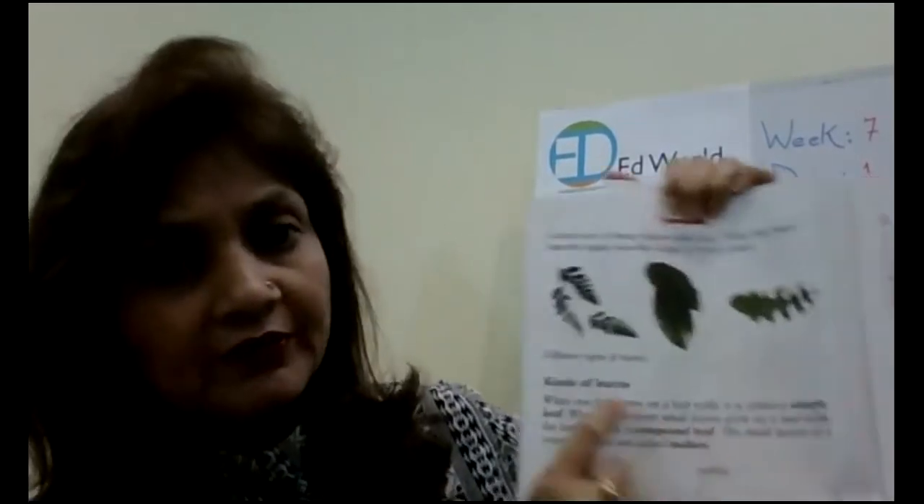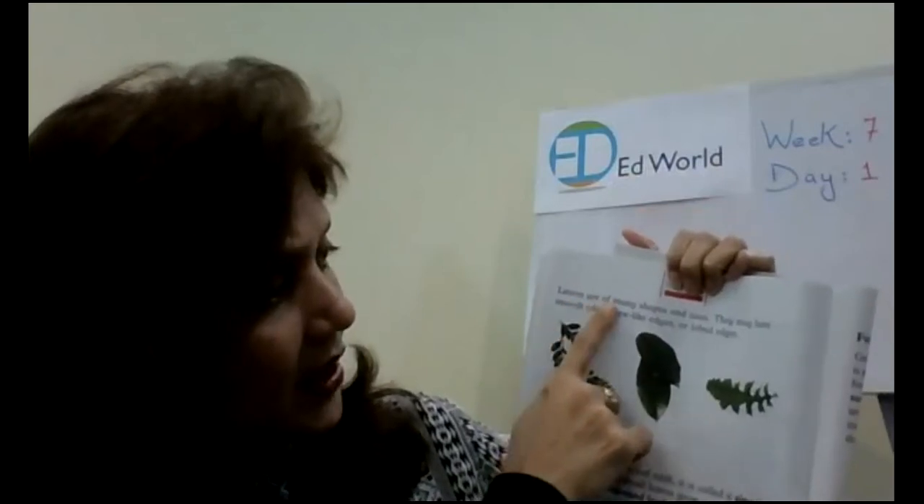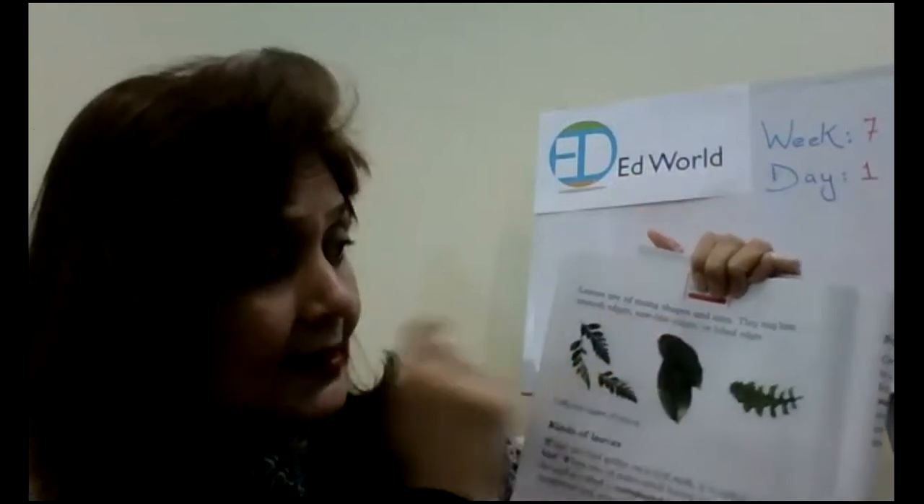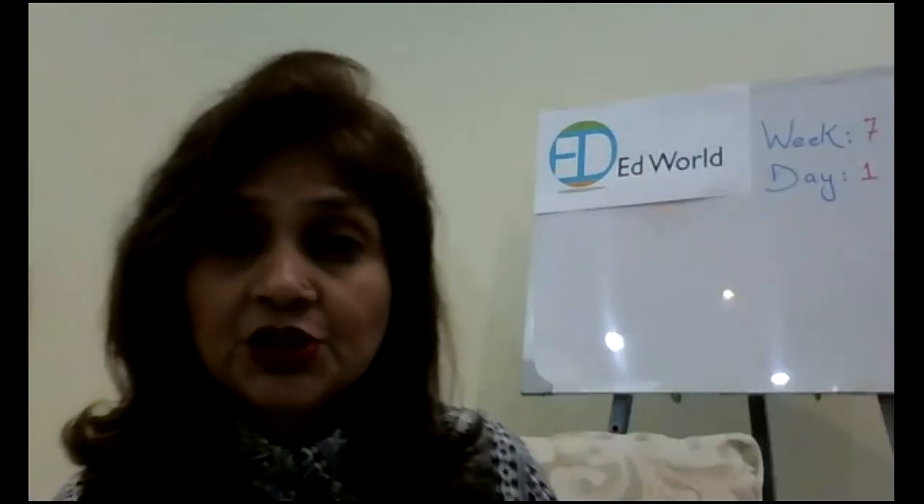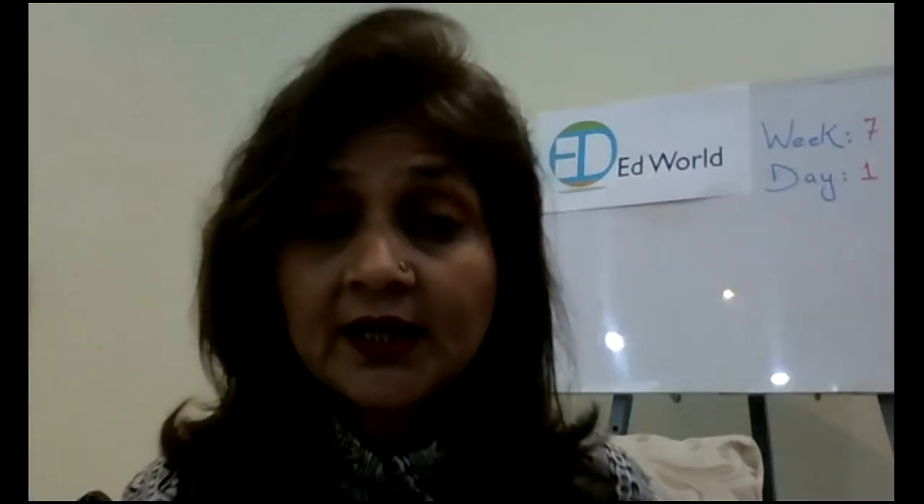And in the same way, if you go on next page, that is page 30, you will find this information that leaves are of many shapes and sizes. They may have smooth edges, saw-like edges, or loop edges. See, these leaves are of different shapes and sizes like the leaves I have shown you in my picture as well, right?